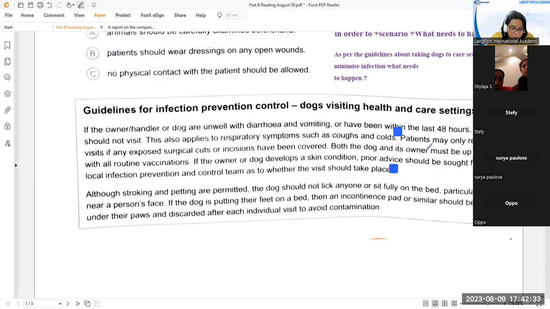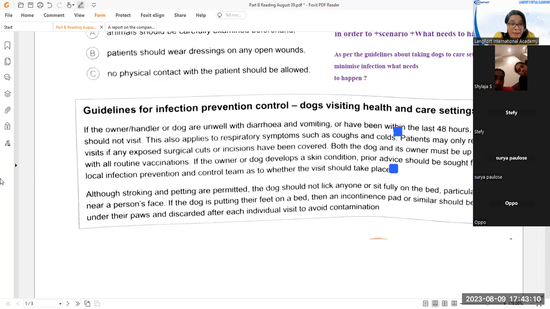Yes. Patients may only receive visits if any exposed surgical cuts or incisions have been covered. Both the dog and its owner must be up to date with all routine vaccinations. If the owner or dog develops a skin condition, prior advice should be sought from the local infection prevention and control team as to whether the visit should take place.